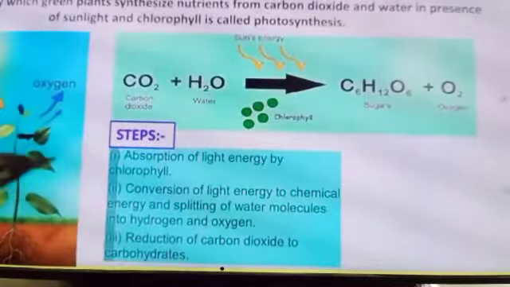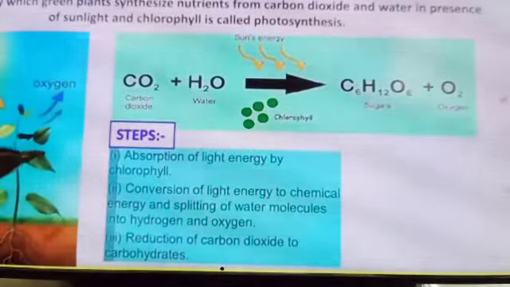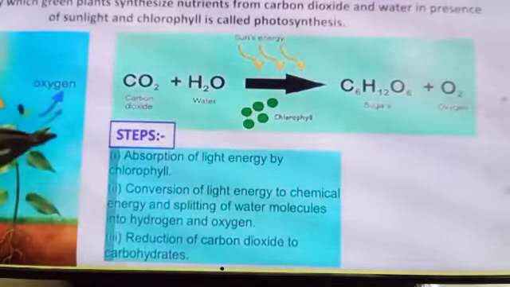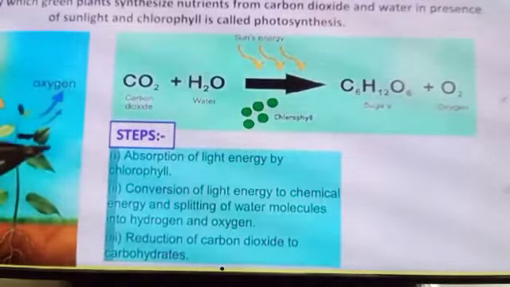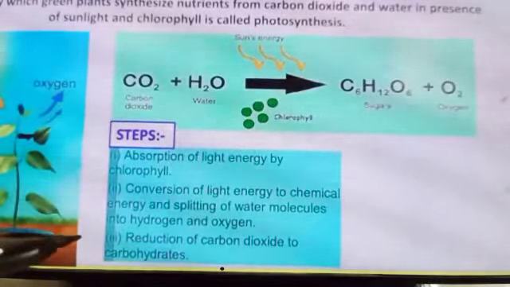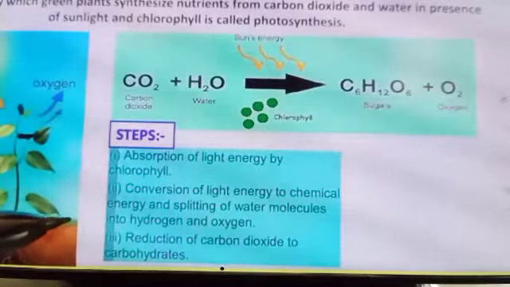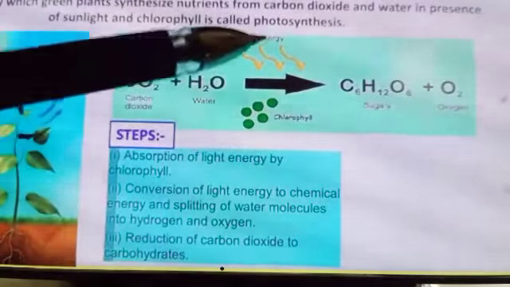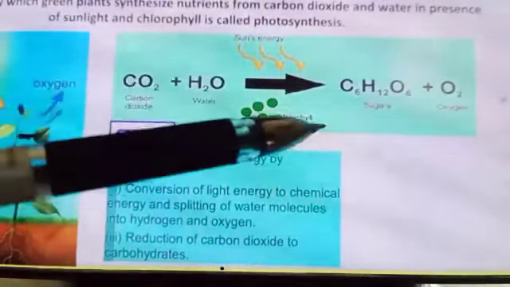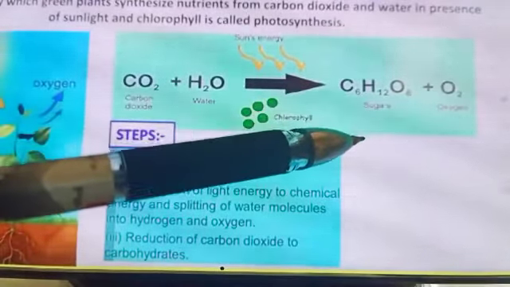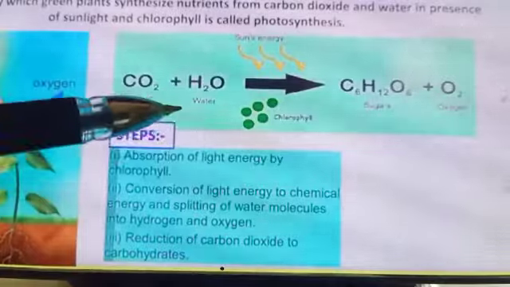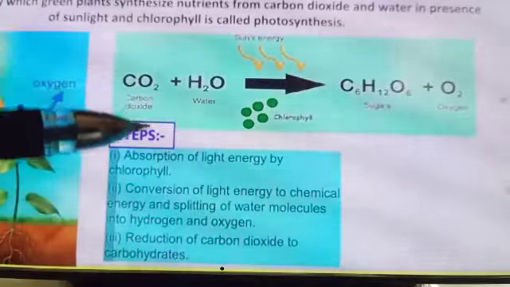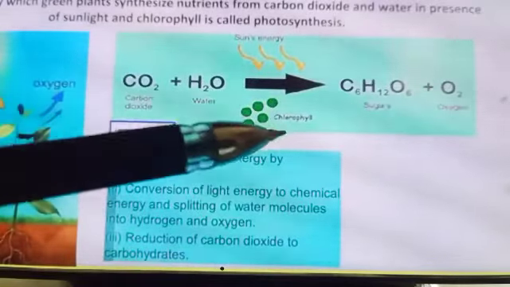Then the light energy is converted to chemical energy and splitting of water molecules into hydrogen and oxygen. In the form of hydrogen and oxygen it will break. The third step, reduction of carbon dioxide to carbohydrates. You can see the carbon dioxide mixes with water in the presence of sunlight and chlorophyll. It gives rise to sugar, that is C6H12O6 plus O2. What's actually happening? The breaking of the water molecule is happening. This hydrogen mixes with carbon dioxide and makes a carbohydrate, and the oxygen is released.